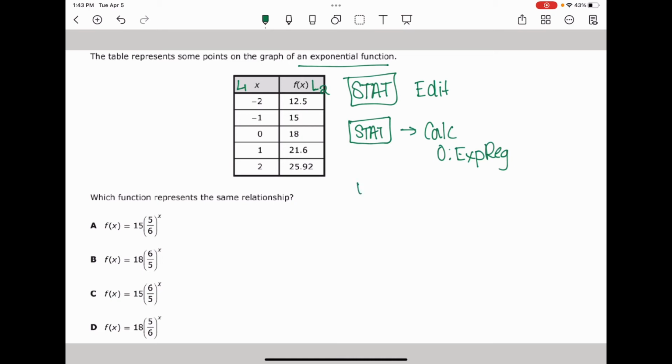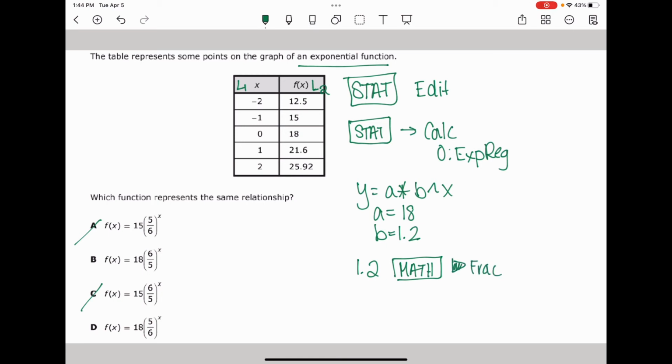So this should say y equals a times b to the x, and it says a equals 18 and b equals 1.2. So I know that a equals 18 and b equals 1.2. If you need to convert 1.2 to a fraction, remember you can type in 1.2, then hit math, and then hit enter on arrow to fraction, and it'll convert it to a fraction for you. So that'll give you 6/5. So the answer choice is B, 18 times 6/5 to the x.